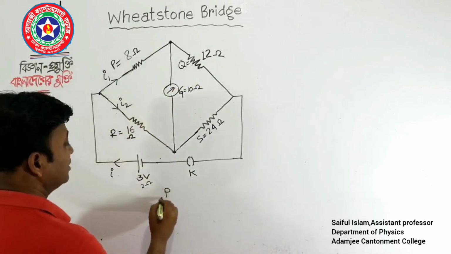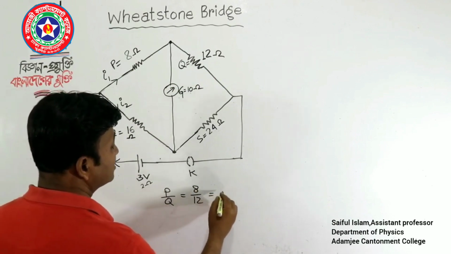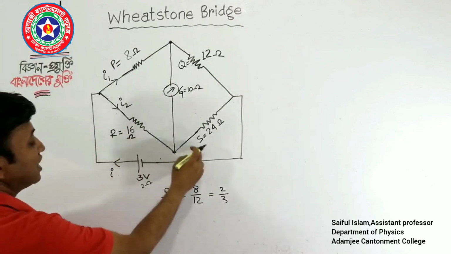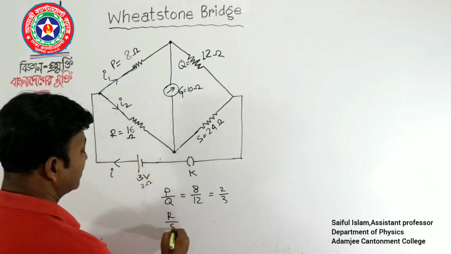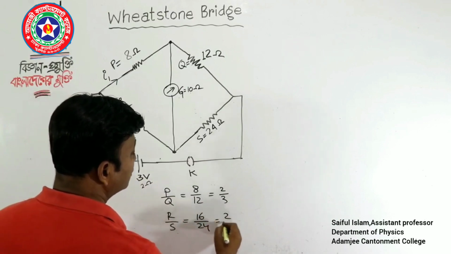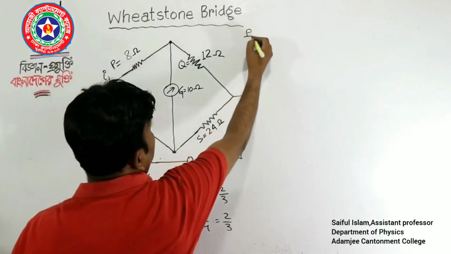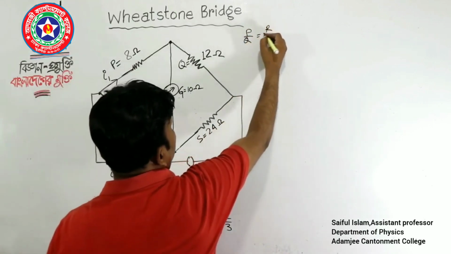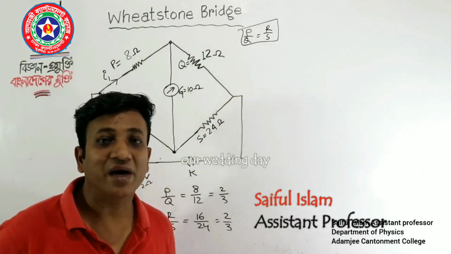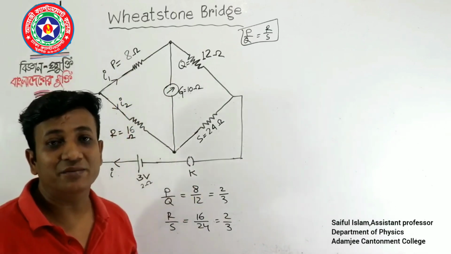So we get P by Q equals 8 by 12, that is 2/3. Again, if we take the ratio of R and S, we get R by S equals 16 by 24, that is 2/3. Here the ratio P by Q equals R by S. This implies that this bridge is in balance.